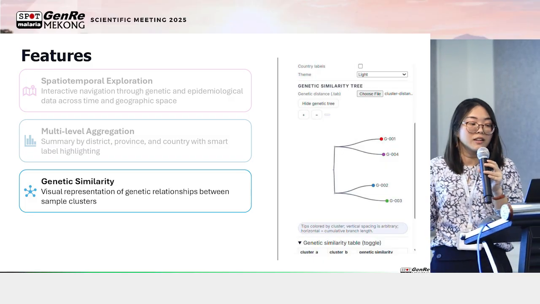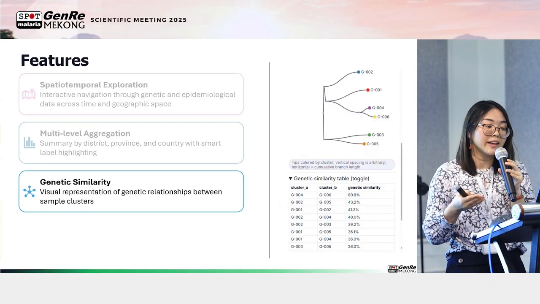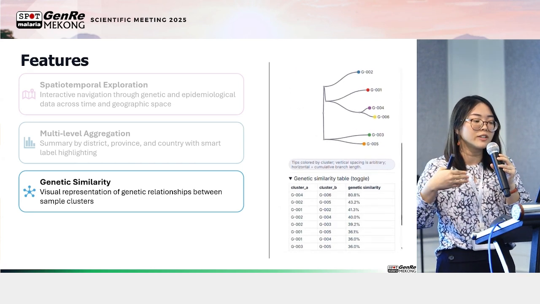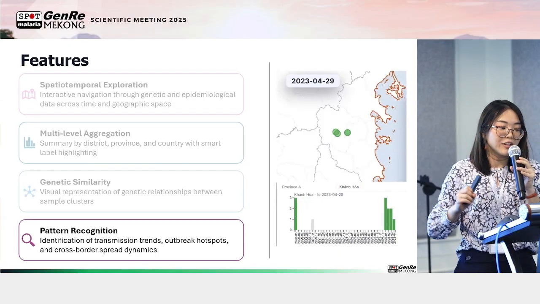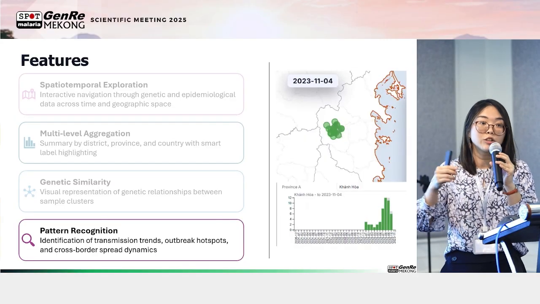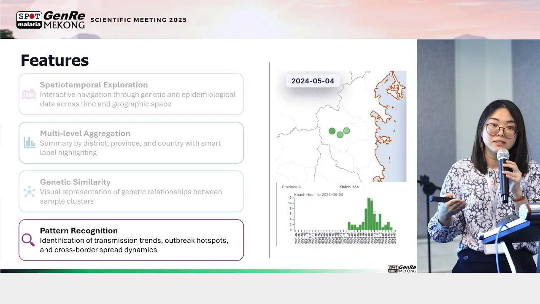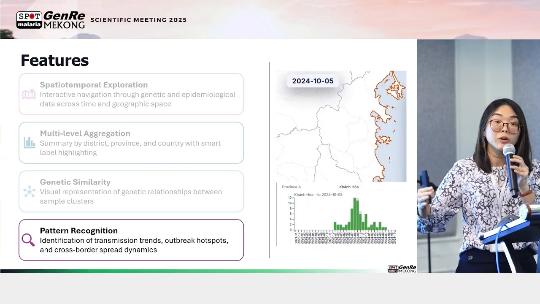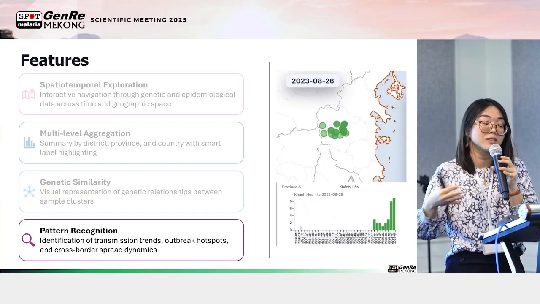And if you load a distance matrix, the tool can display an interactive genetic tree, and this can give you a visual sense of how the clusters are related to each other. And finally, by combining the maps, timelines, and the color grouping, you can identify meaningful patterns like emerging strains, for example, outbreak hotspots or cross-border spreads, or any unusual changes from one month or one quarter to the next.